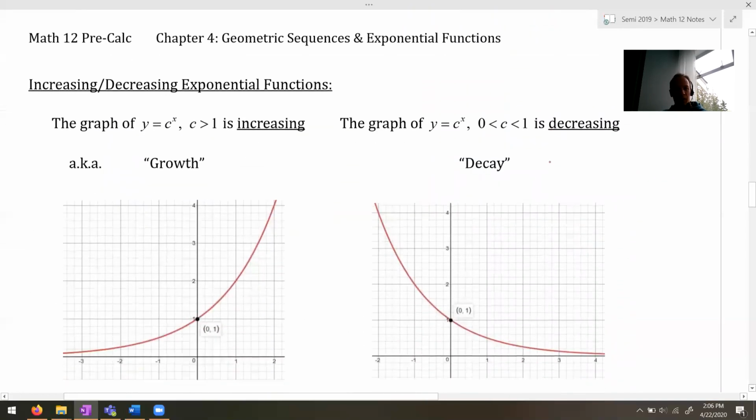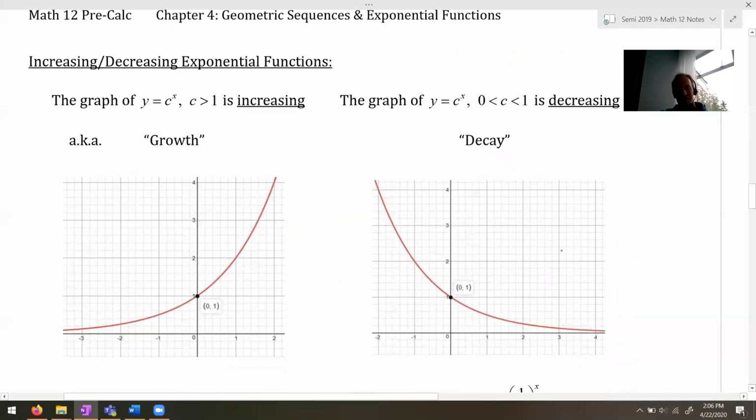Okay, a couple words for you. We can define a graph as increasing or decreasing, and we can also call it having growth or decay. So what the conditions are for increasing is very simple. C must be bigger than 1. So that's like the base is bigger than 1. For a decreasing graph, C is less than 1. C is not allowed to be 0 or smaller, so it's between 0 and 1.